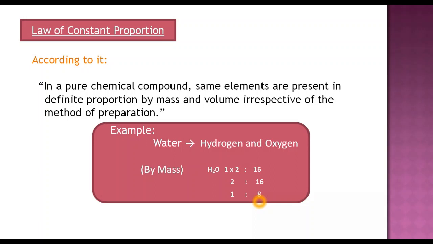If we take another example, suppose you take the example of ammonia. It's also a compound, and it's made of nitrogen and hydrogen. And again, if we check the proportion of nitrogen and hydrogen in ammonia, you will again get the same ratio by mass, in fact by volume also. So the law of constant proportion says that whatever be the source of a compound, the same elements are always present and they are combined in a definite proportion. That is what the law of constant proportion says.